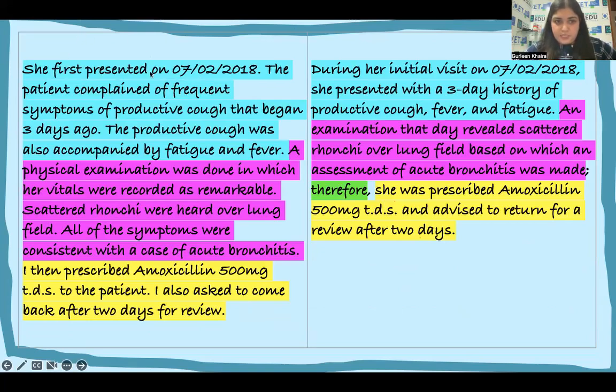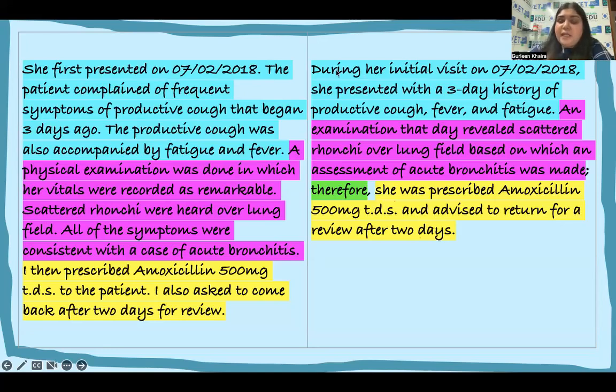She first presented on 7th Feb 2018. The patient complained of frequent symptoms of productive cough that began 3 days ago. The productive cough was also accompanied by fatigue and fever. So what did we do? We shortened the information and we combined the sentences 2 and 3.